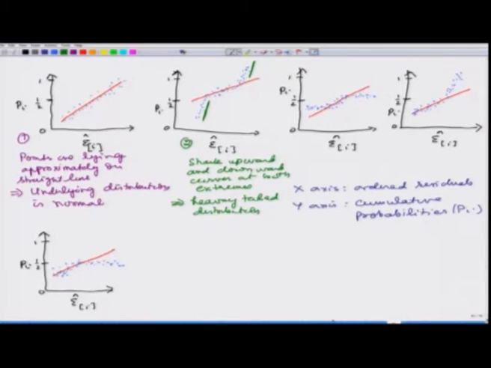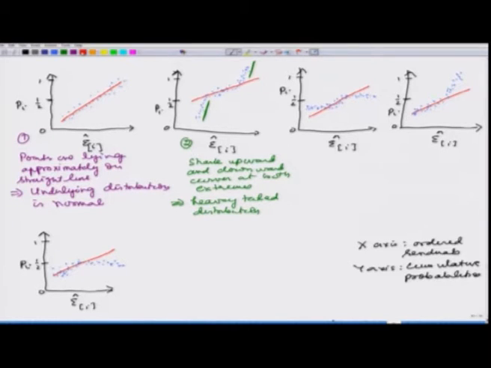Now, similarly, in figure number 3, one can observe that the curve is flattening on the extremes. If you observe over here, the curve is really flattening, and this implies that the observations are coming from a light tailed distribution.